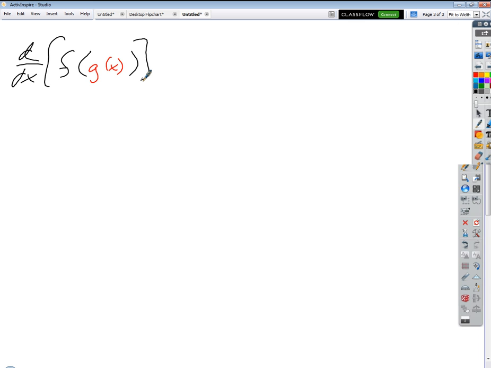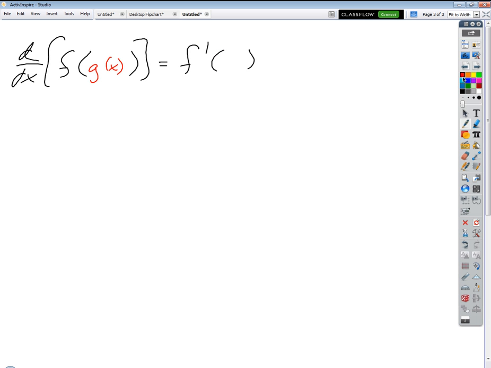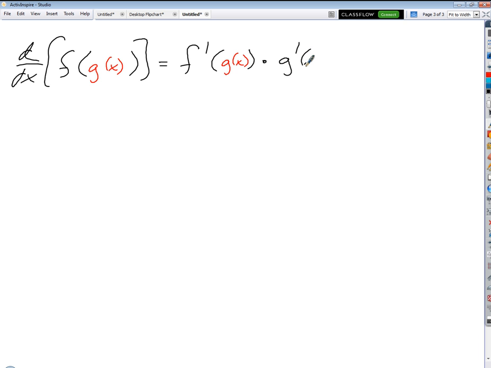Is equal to, what do you think? You tell me what you think the answer is going to be here. It's going to be f prime of g of x times g prime of x.